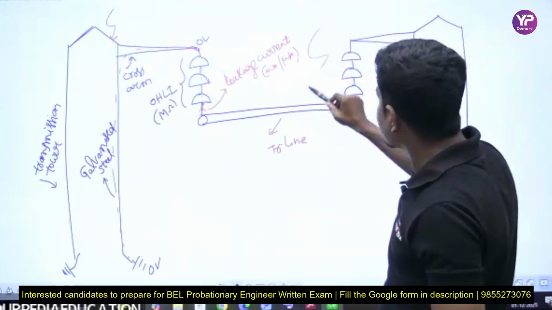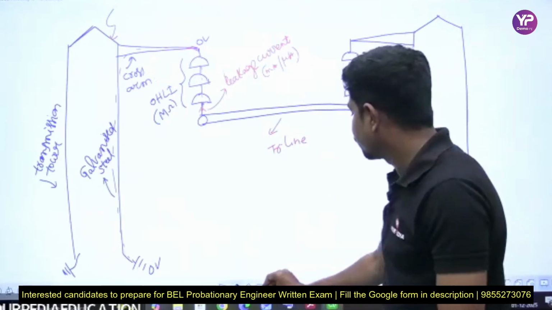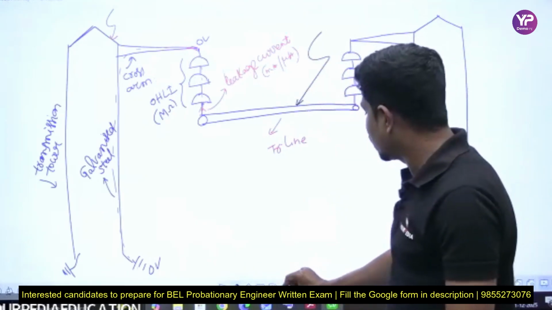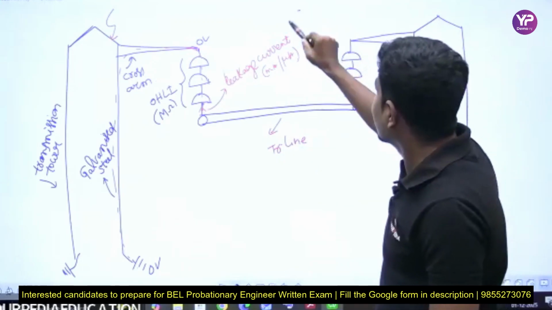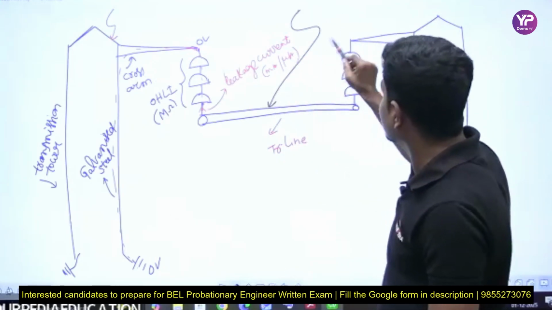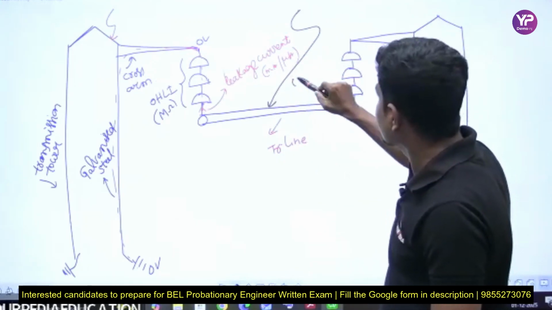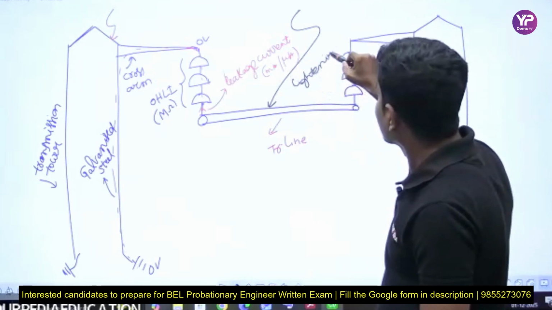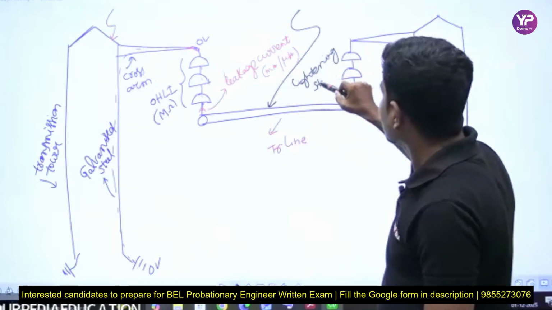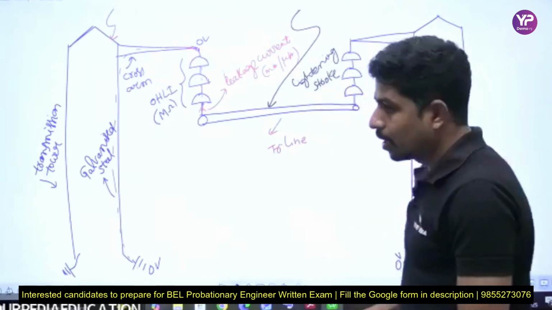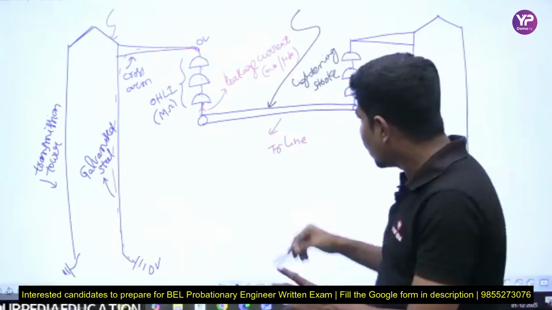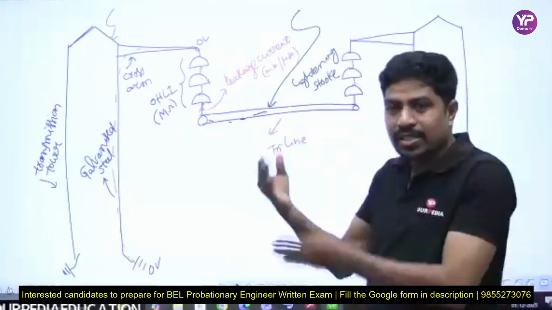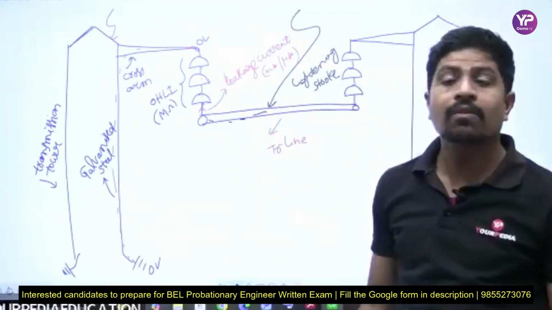Now, suppose a lightning stroke occurs somewhere in the middle. I'll take the black color. If the lightning stroke occurs somewhere in the middle, this is the lightning stroke. Then that lightning will enter like this. Insulation will damage, or it will enter into the next transmission line, into the equipment, into the transformer.